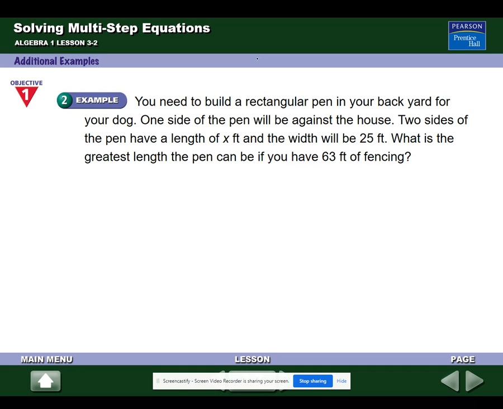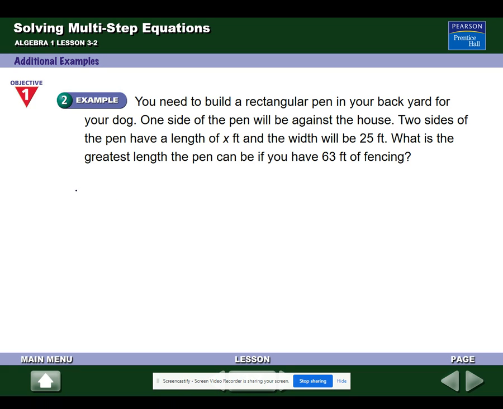Here's a real life example. You need to build a rectangular pen in your backyard for your dog. One side of the pen will be against the house. 2 sides of the pen have a length of x feet and the width will be 25 feet. What is the greatest length the pen can be if you have 63 feet of fencing?